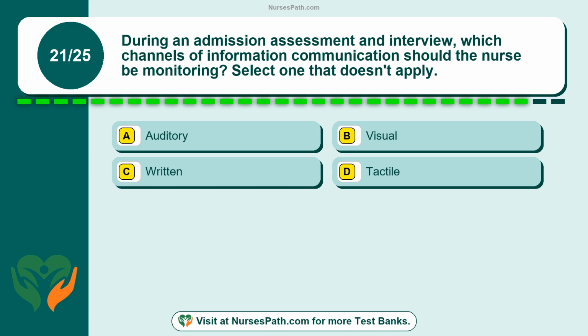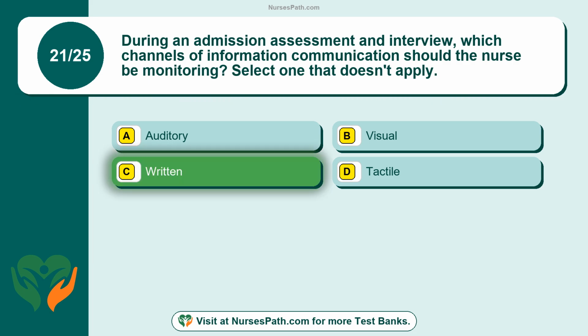Question 21. During an admission assessment and interview, which channels of information communication should the nurse be monitoring? Select one that doesn't apply. Option A, auditory. Option B, visual. Option C, written. Option D, tactile. The correct answer is option C, written.